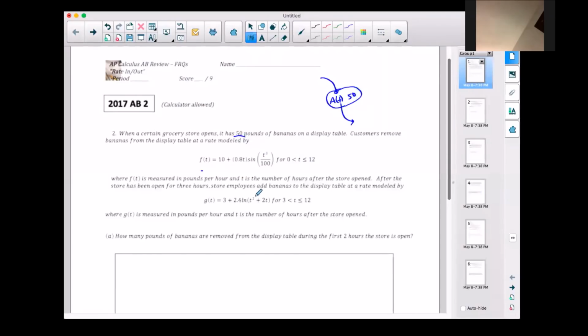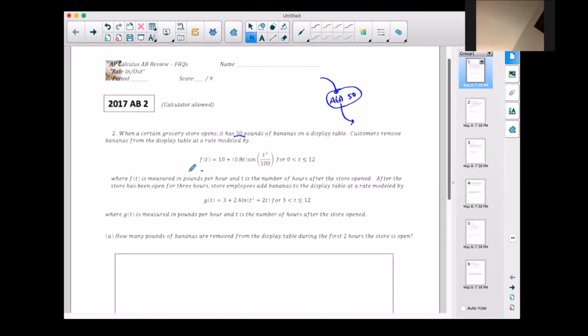Whenever you're doing rate in, rate out problems, always pay really close attention to your starting amount, your initial value. There are sometimes where they don't give that to you directly, but it's kind of inferred in the problem. And there are also sometimes where the initial amount is 0. But on most of the problems, they have an initial amount, so be on the lookout for that. And then I want to figure out the rate coming in, and I want to figure out the rate coming out.